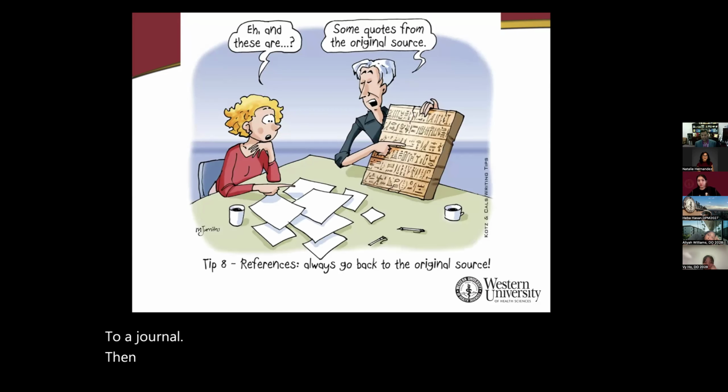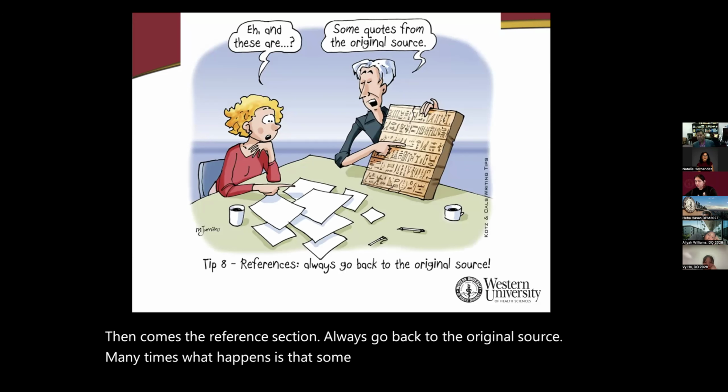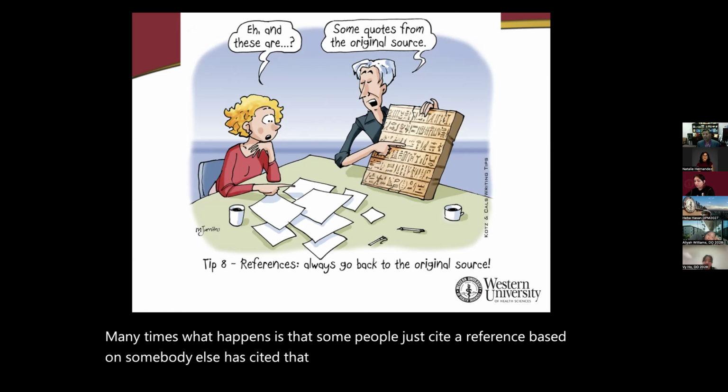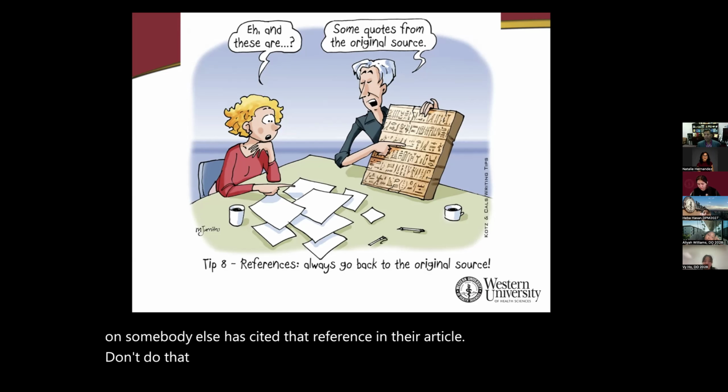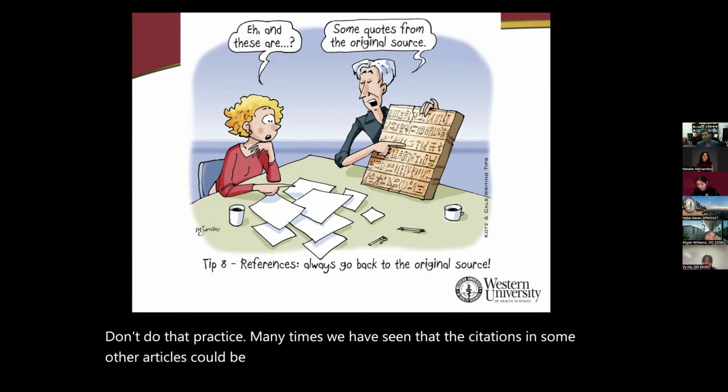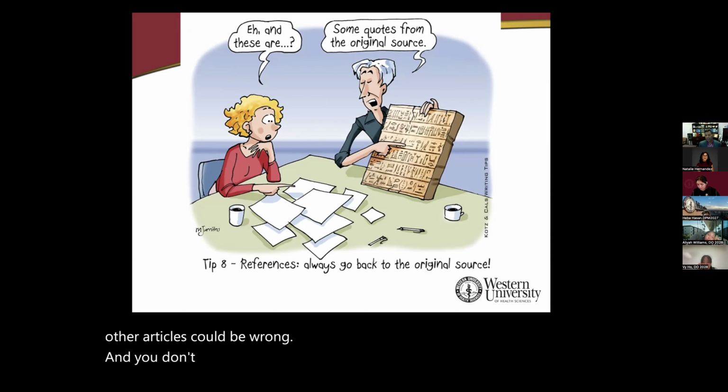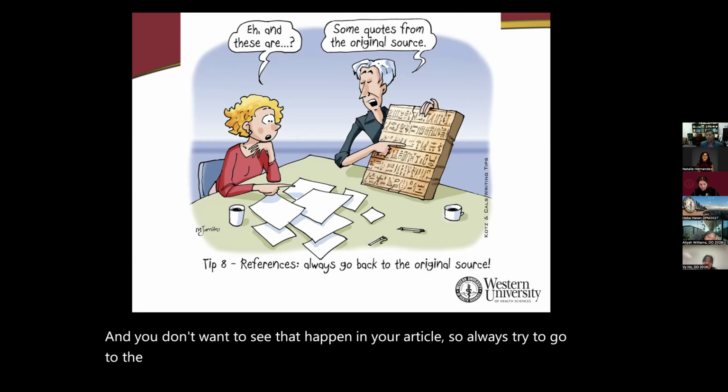Then comes the reference section. Always go back to the original source. Many times what happens is that some people just cite a reference based on somebody else having cited that reference in their article. Don't do that. Many times we have seen that the citations in some other articles could be wrong, and you don't want to see that happen in your article. So always try to go to the original source of the citation before you cite it in your own article. It's really important.